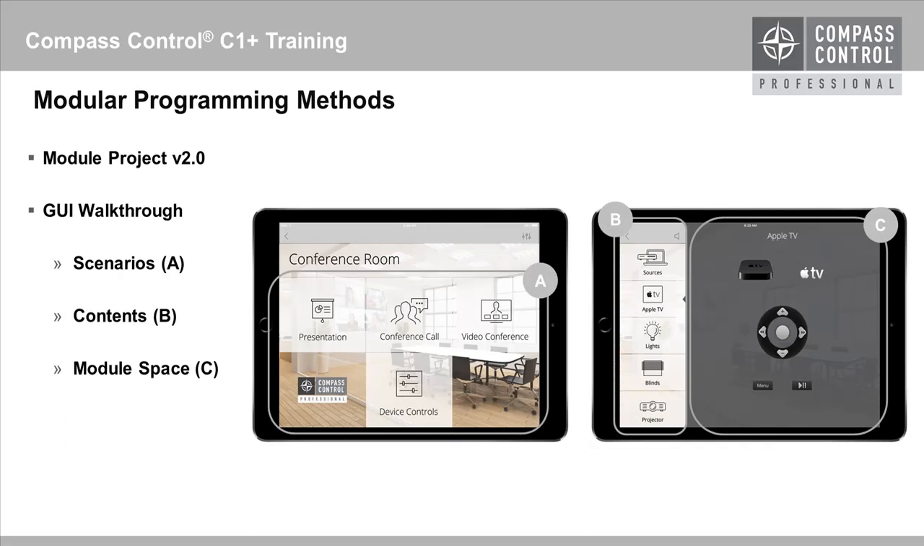And in order to fully understand the modular version 2.0 GUI, graphic user interface, it is very simple. It's 1, 2, 3, or ABC as we have it here. Scenarios, contents, and the module space. So take a look at these images here. A, scenarios, B, contents, and C, the module space.